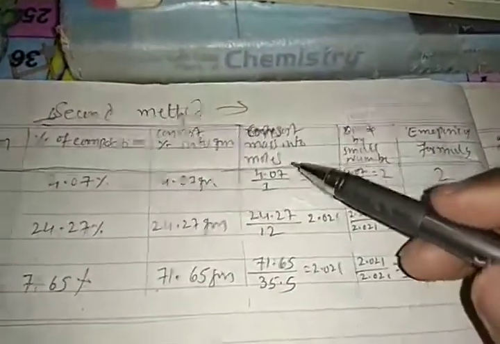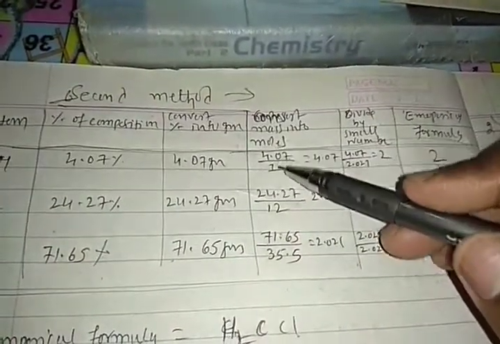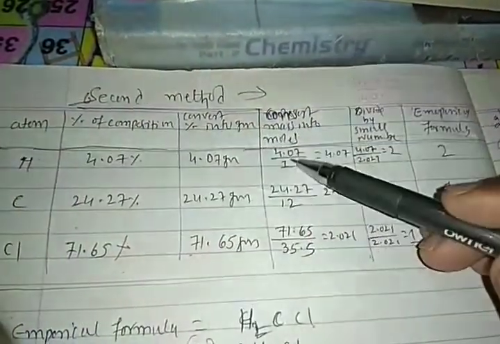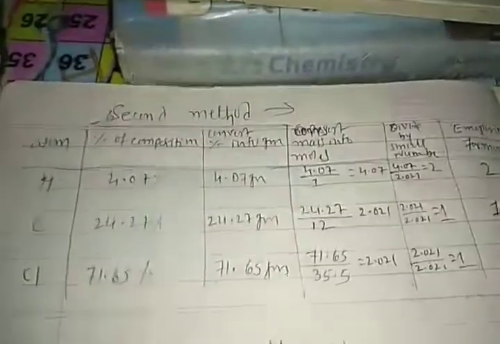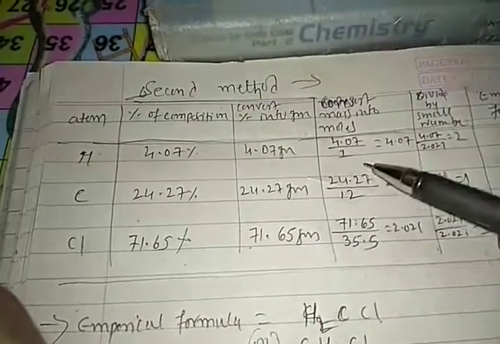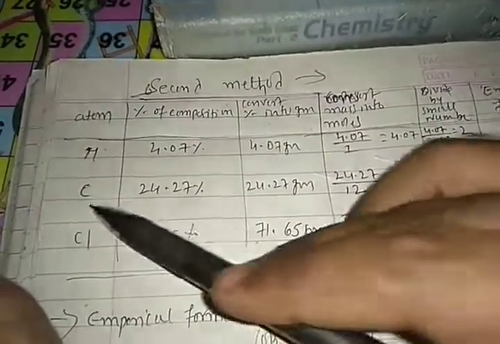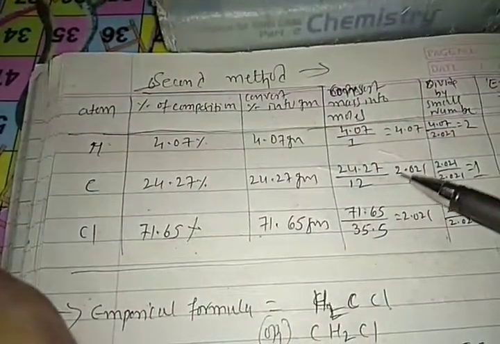Convert mass into moles, so mass divided by molar mass. Mass of the compound, 4.07 gram, divided by the molar mass of hydrogen, 4.07 gram. Right, students. Again, mass of the carbon, 24.27, divided by the atomic mass of carbon, gives 2.021.